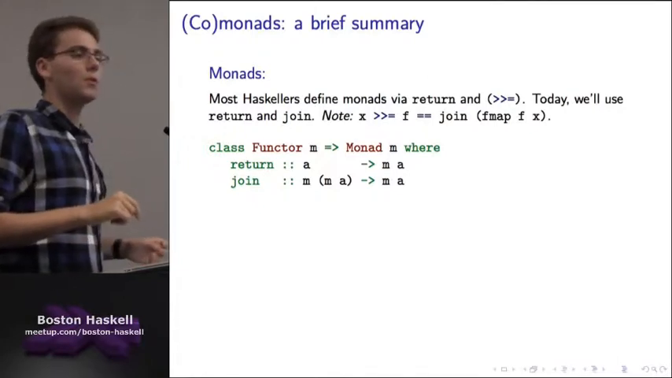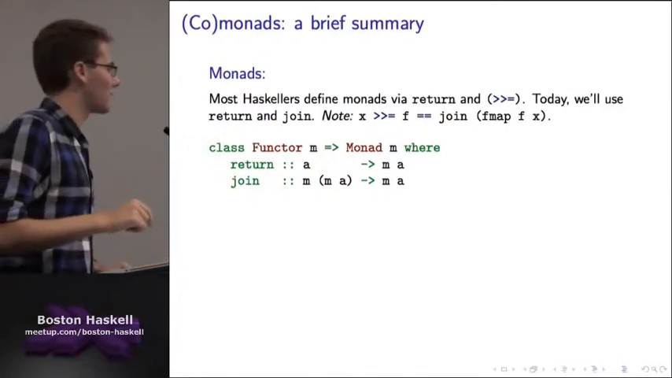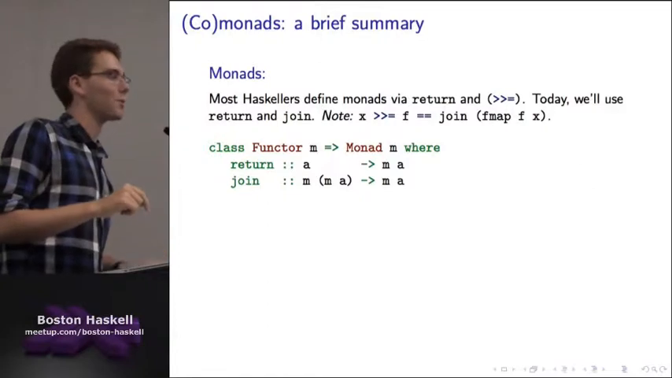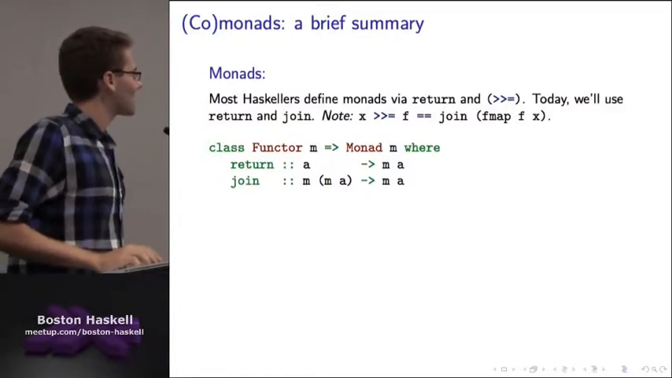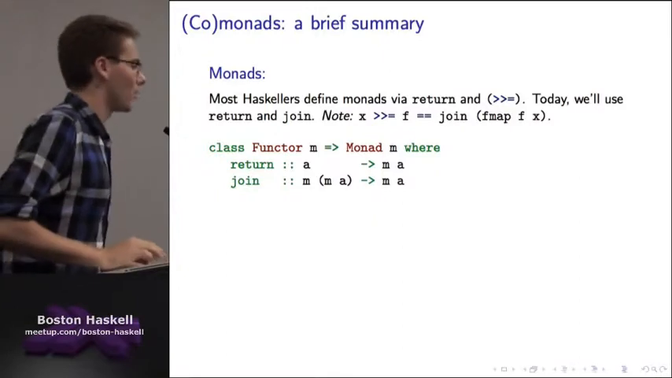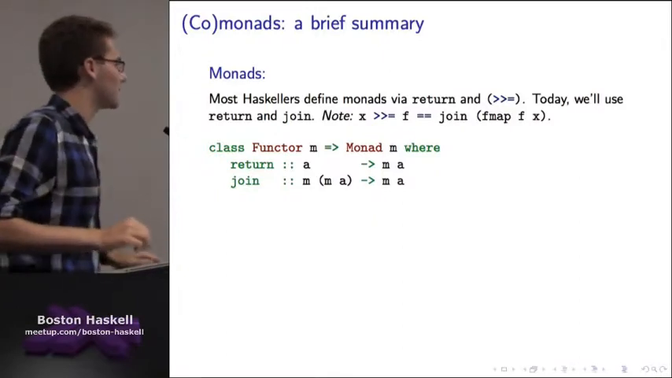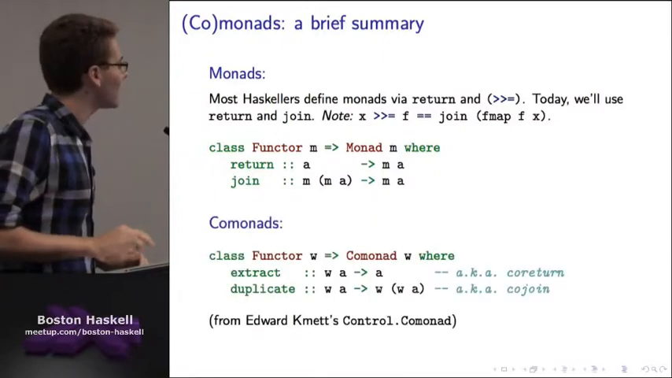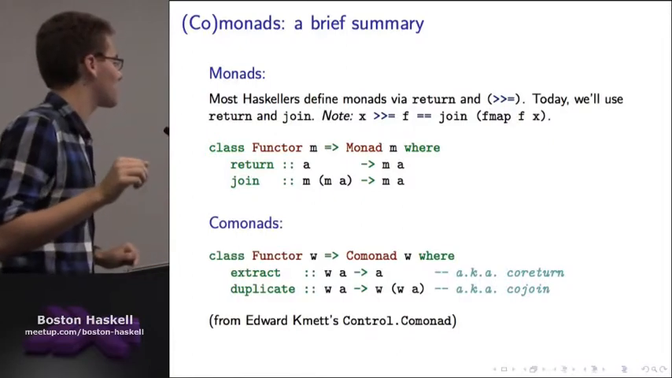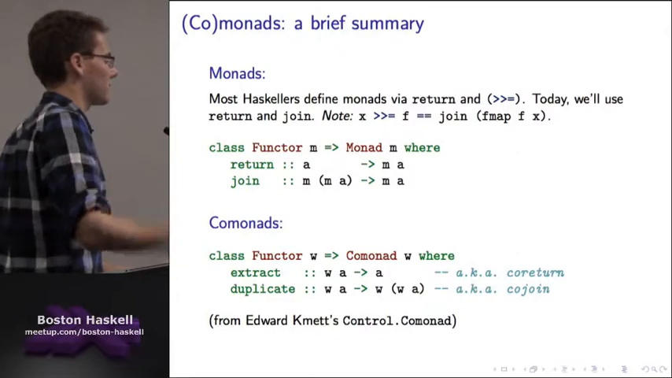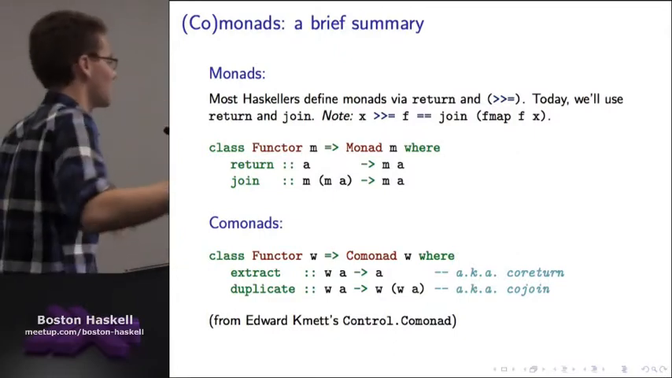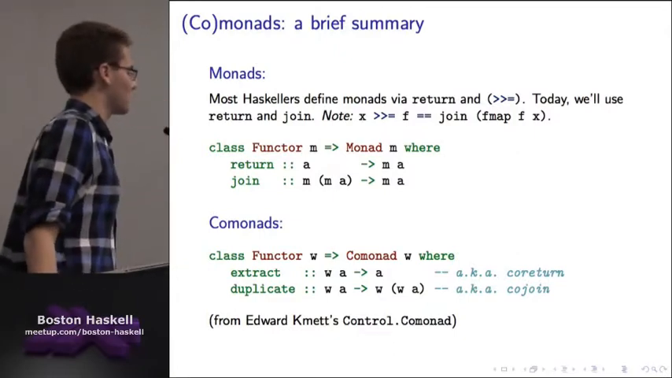So for those of you who are familiar with monads, but not familiar with comonads, I'm going to talk about monads in terms of return and join rather than return and bind, because it's a lot easier to talk about comonads in terms of co-return and co-join rather than co-bind for the purposes that I'm going to be doing things with.